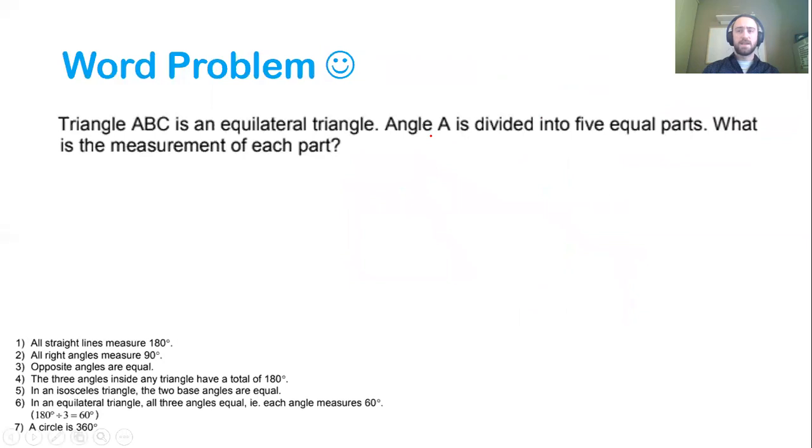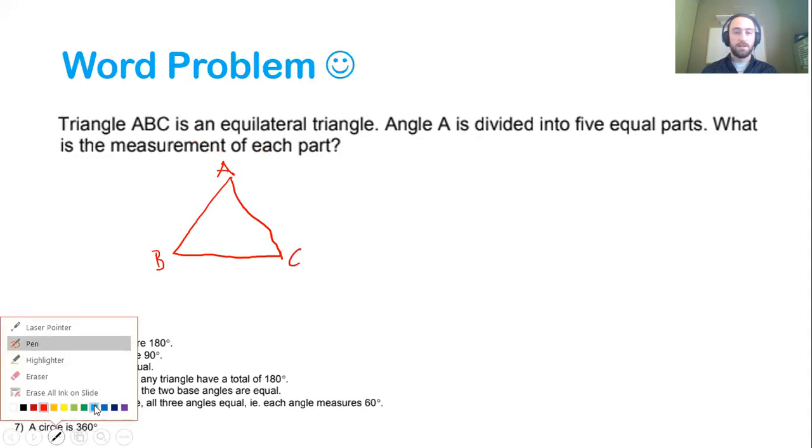Let's give a word problem a try. Everybody's favorite, it's always word problems. So triangle ABC is an equilateral triangle. Angle A is divided into 5 equal parts. What is the measurement of each part? So with word problems, it's always a good idea to start by drawing a picture. So if we can draw an equilateral triangle, doesn't have to be to scale, we're going to label it A, B, and C.